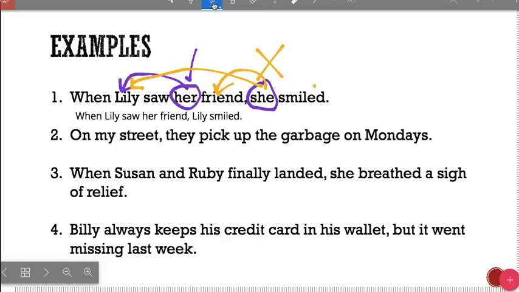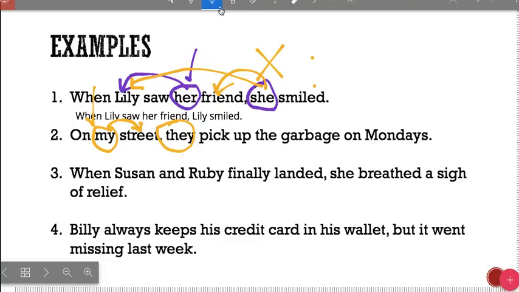Number 2, on my street, they pick up the garbage on Mondays. Okay, so on my street, my is a pronoun. They pick up the garbage on Mondays. So on my street is talking about the street. It's a possessive pronoun. It's the subject of the sentence. So that one's okay. That one works.